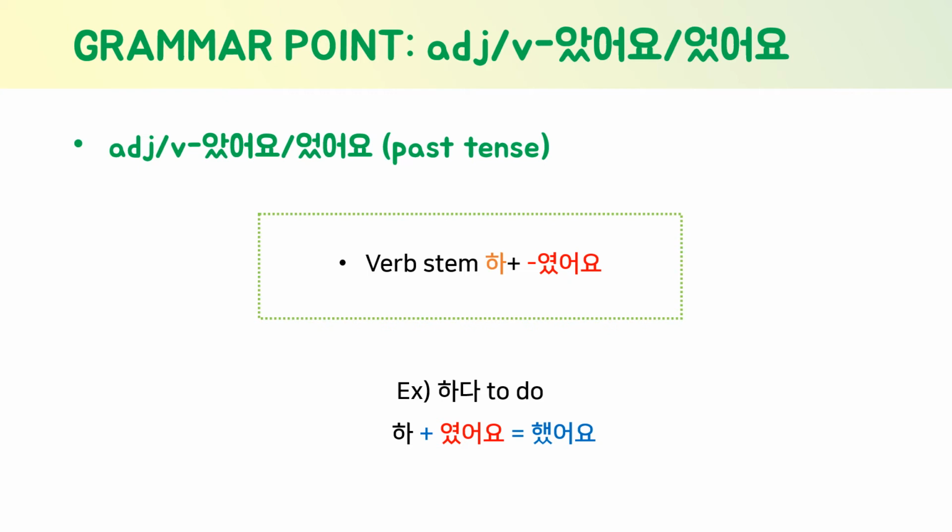But if there is a verb stem 하, in this case, you have to add 였어요. This is an exception. So I emphasize this verb 하다, to do. The stem 하, you add 였어요, 하였어요. When you say it faster, it becomes 했어요.